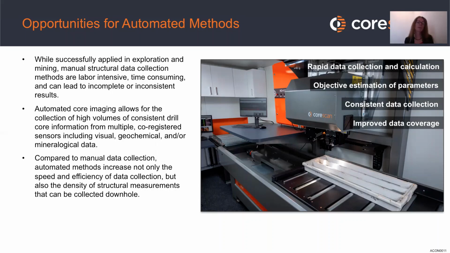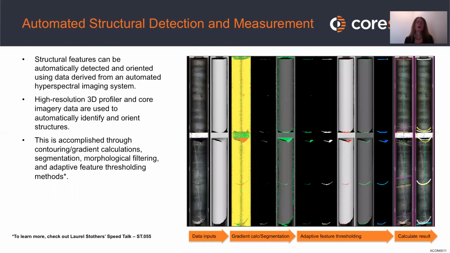And that's absolutely key, getting a lot of information rapidly and consistently. So how do we actually automate the structural detection and measurement? Well, first we need to be able to actually find the structures in these images. And we can do that. We do that at Corescan using a combination of high resolution 3D profiler data as well as core imagery.